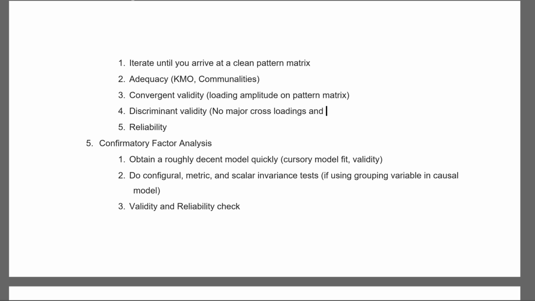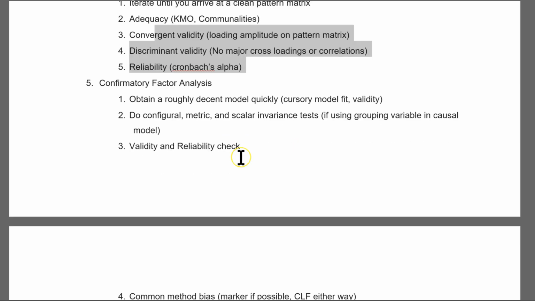and or correlations. And then reliability, we just showed the Cronbach's alpha. We're looking for everything to be over 0.7, which it was. So we're really good, actually. This is a great EFA.